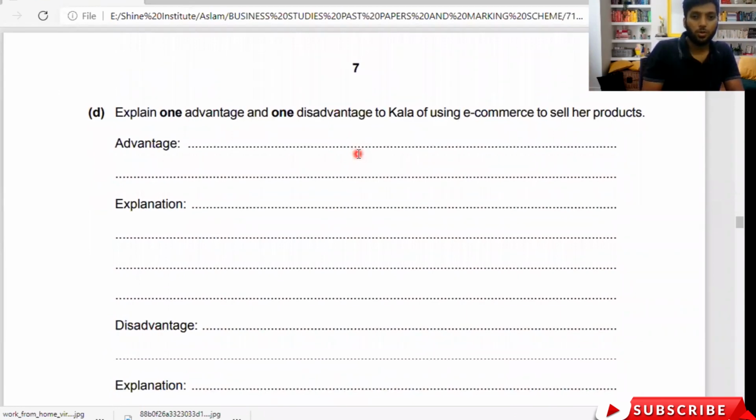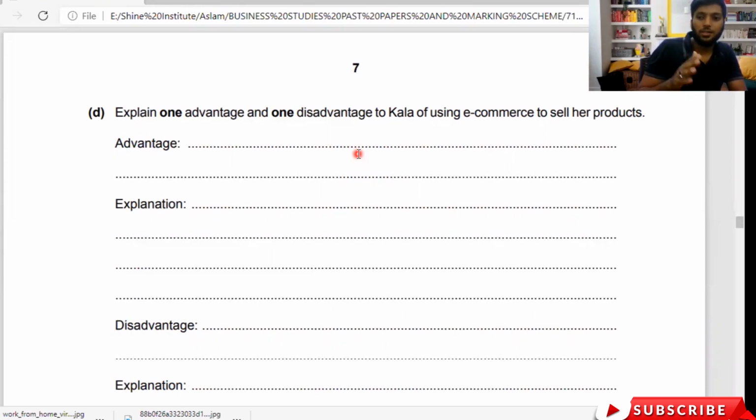It's very easy for them to look onto the website. Convenience can be a good answer. And e-commerce is a fast service, so people will also save a lot of time. So you can speak of a lot of things when it comes to Kala using e-commerce. Now, they are not asking for the advantage from the customer's point of view. What they are asking is from Kala's point of view.